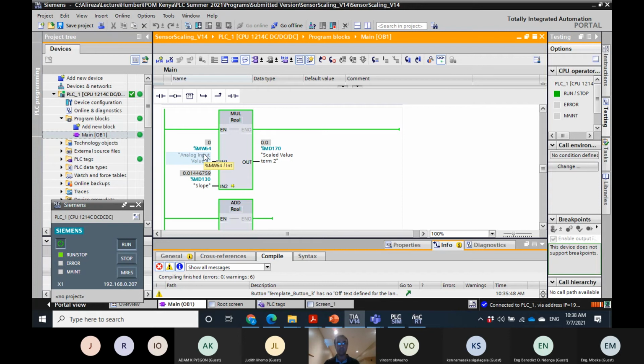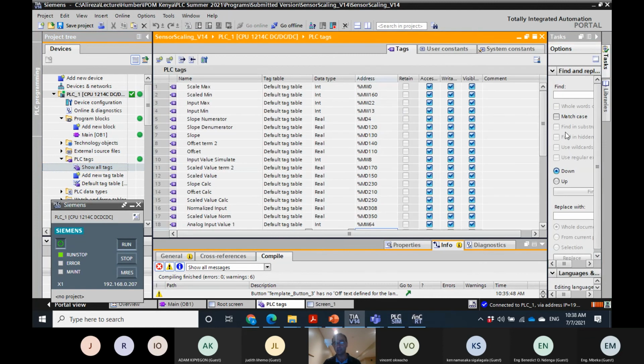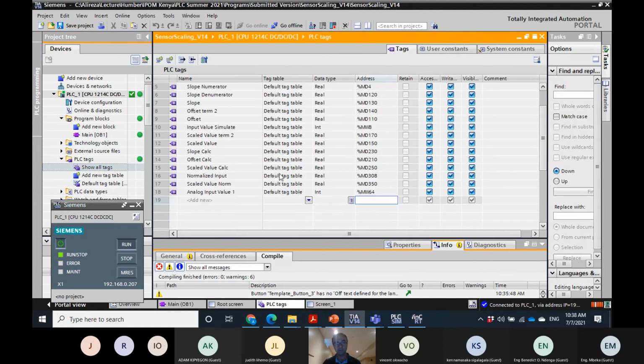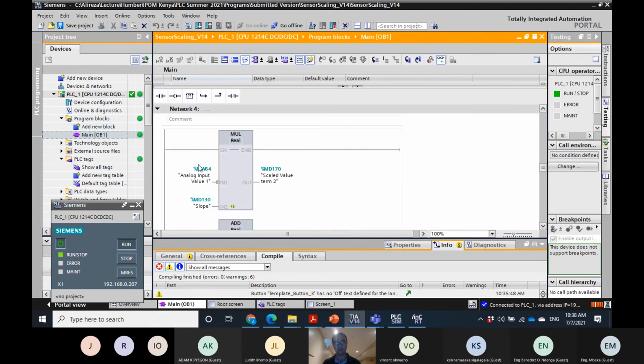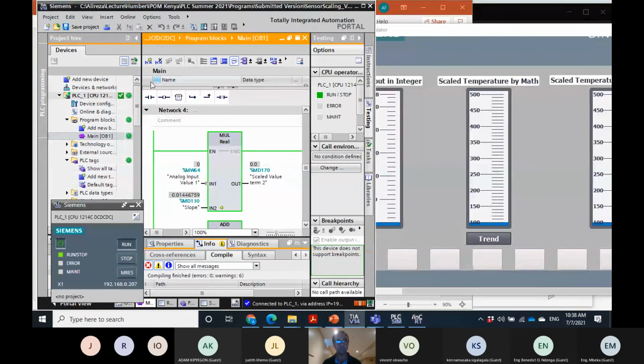change that. A better way is to open this PLC tag table, show all tags, and then simply here, analog input, just change that from here. It was IW64, or it is IW64 in the program that is available to you. I changed that to MW64 for the simulation purpose. So here it is MW64. Okay, so let me minimize that.